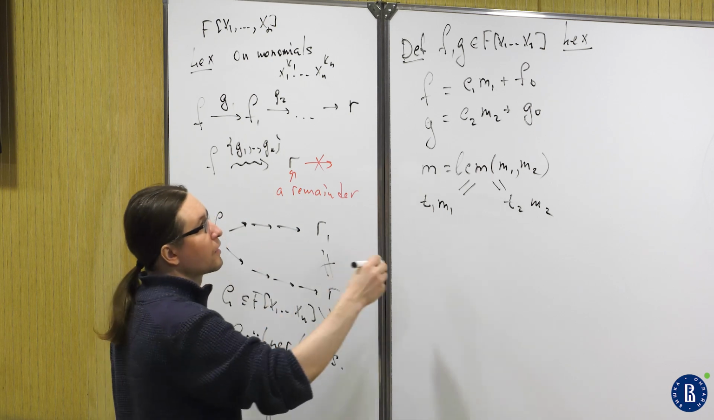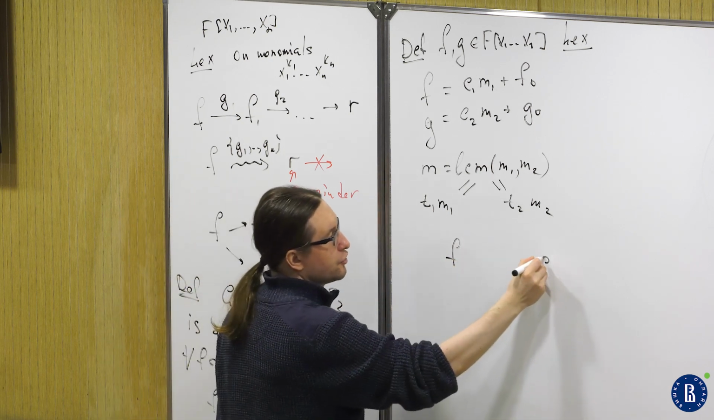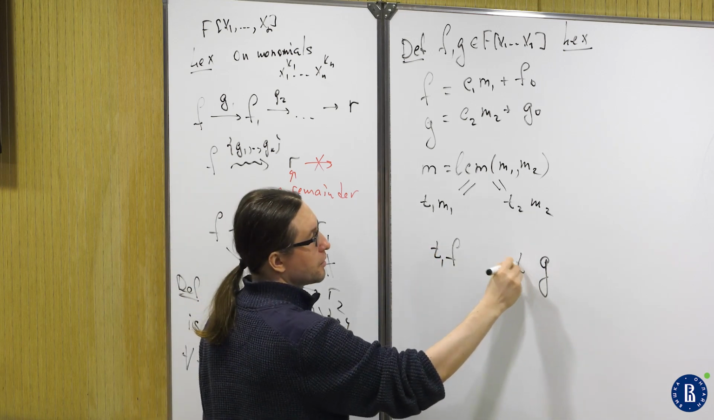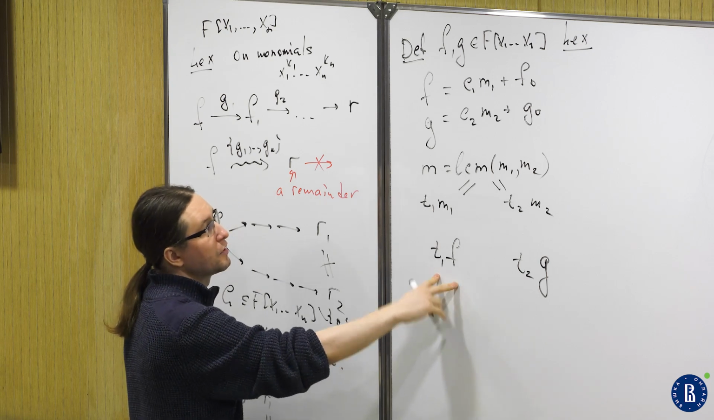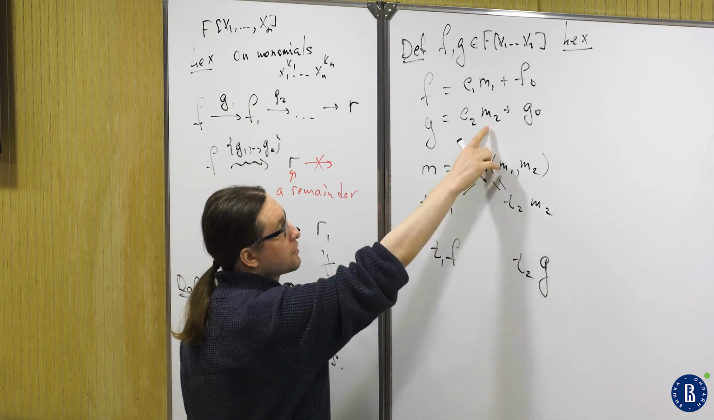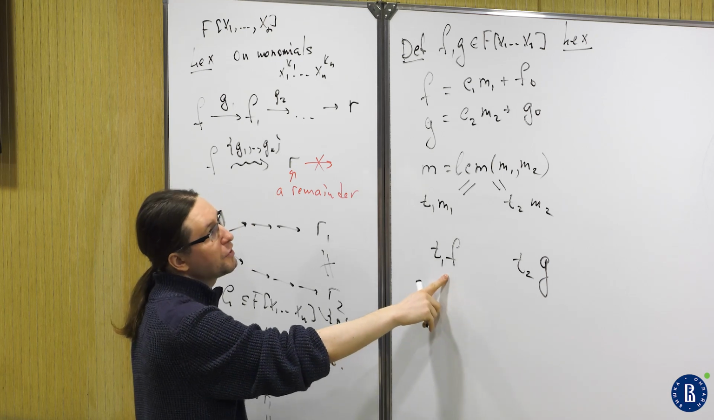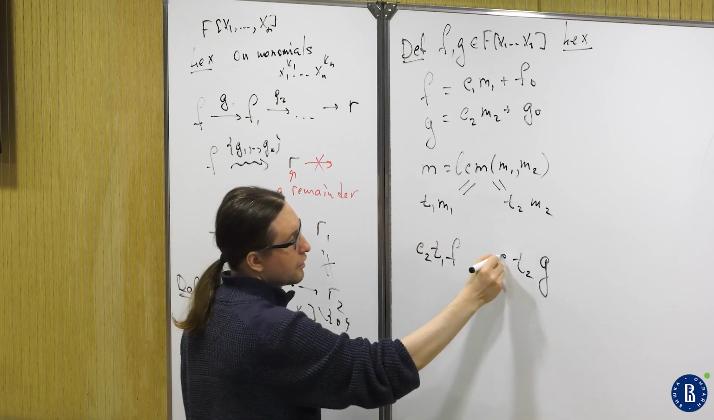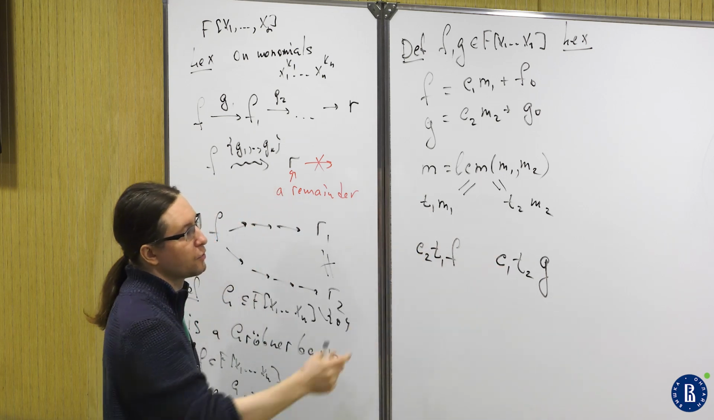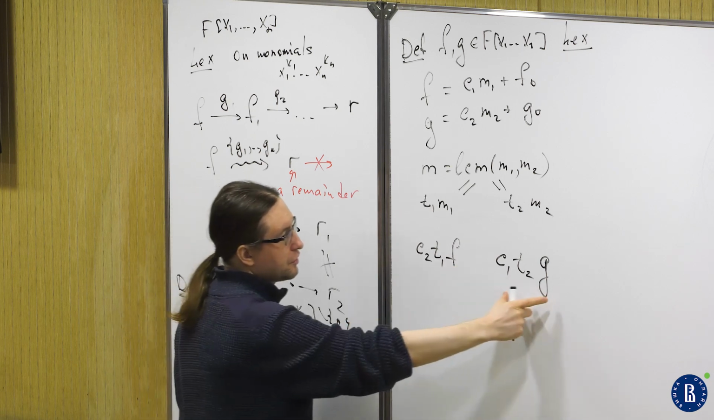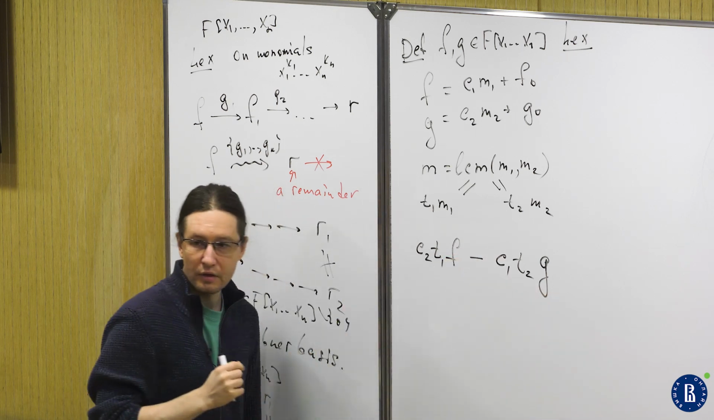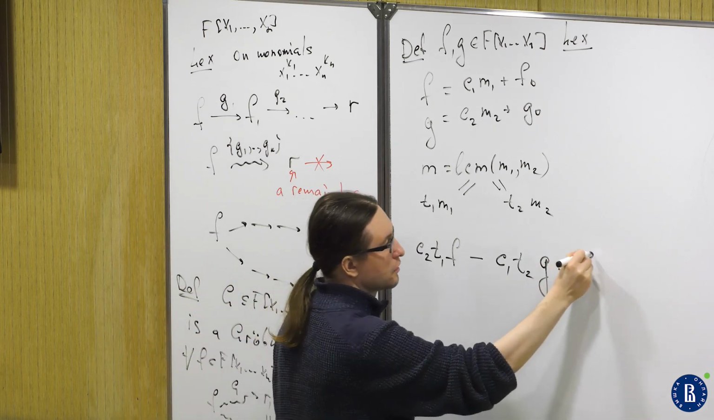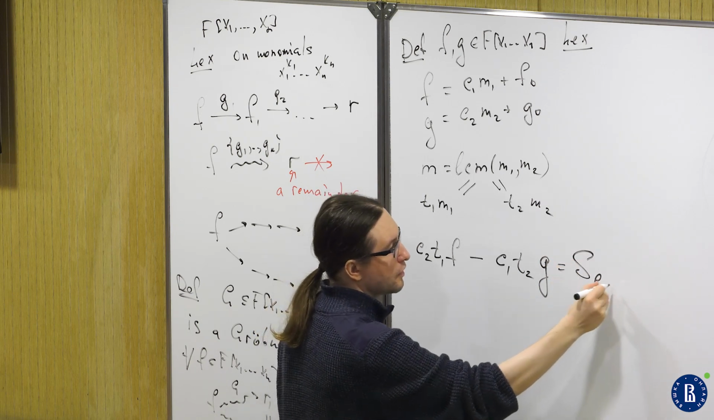So I take F and G. I multiply F by T1 and G by T2. Then the leading monomial here is M, and the leading monomial here is also M. But the leading coefficient here is C1, and the leading coefficient here is C2. So I multiply this by C2, this one by C1. Now the leading monomial and the leading coefficient here and here are the same, so I can subtract one from the other. And the result is called the S polynomial of F and G.